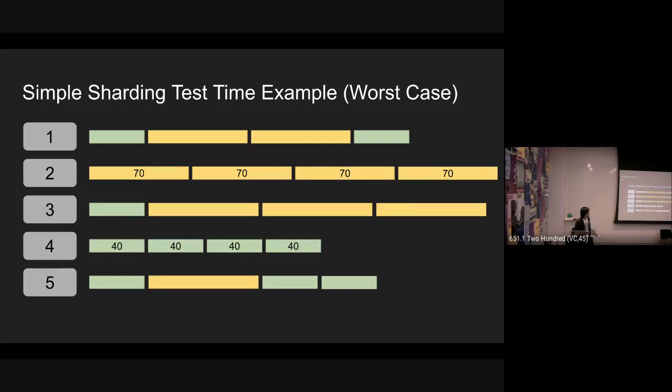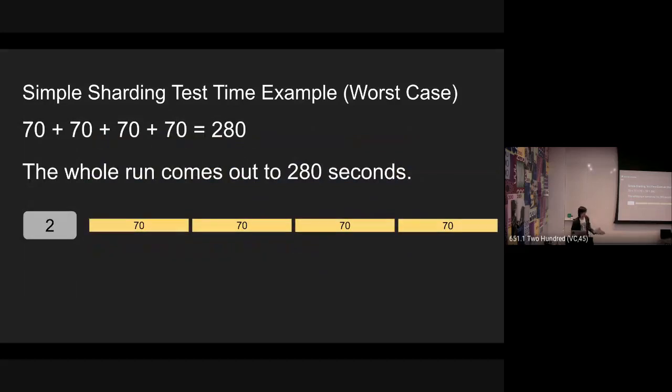Test machine number 2 gets a 70-second test. Once it finishes, it gets another 70-second test, and then it ends up with 4 70-second tests, actually. Whereas test machine 4 only gets the 40-second test, and it actually could be a little bit more balanced. But because we're waiting on the longest task, what this comes out to is basically 280 seconds. So you have a range of around 220 to 280 seconds, basically from this kind of sharding.